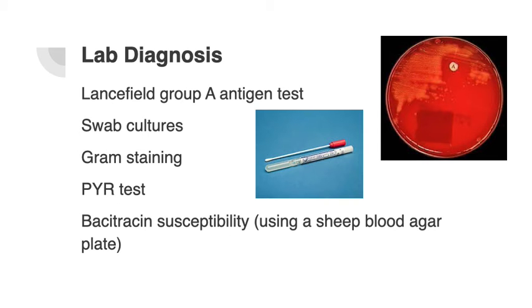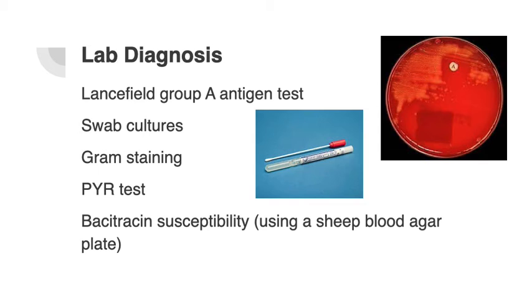There are a lot of ways that we can diagnose this S. pyogenes. There are swab cultures, like throat swabs or cultures. It can be taken to look at the morphology of the bacteria through gram staining. PYR testing, or pyrrolidonyl aminopeptidase, is a test that looks for the activity of pyrrolidonyl aminopeptidase in Streptococcus pyogenes and differentiates it from other beta hemolytic streptococci.